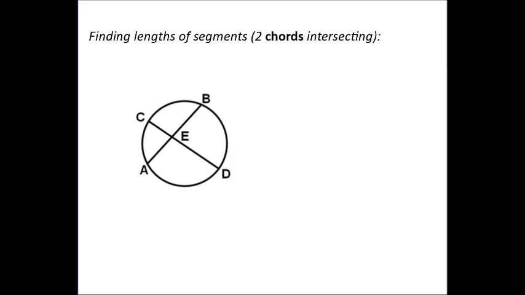And first we're going to start with 2 chords intersecting. In this picture we have 2 chords, AB and CD, that are intersecting, and they are intersecting at point E, and that is a very important point, so let's keep that in mind going forward. And by intersecting there, they form 4 segments. On the one hand, they create segments AE and BE, and on the other hand, they create the segments CE and DE.